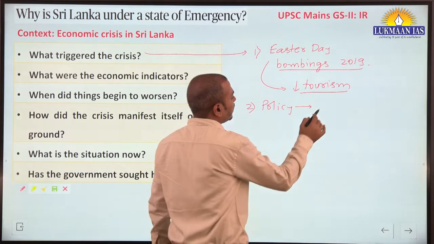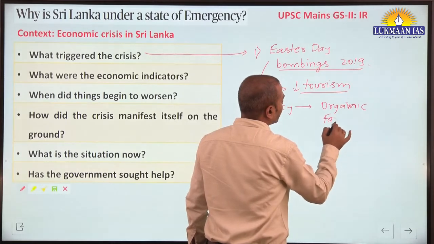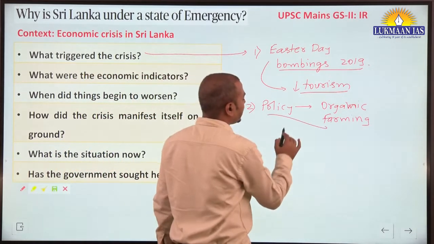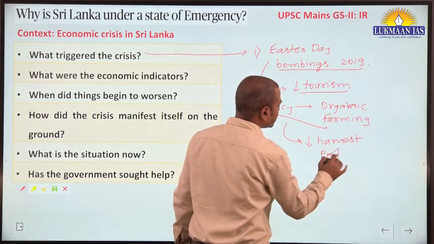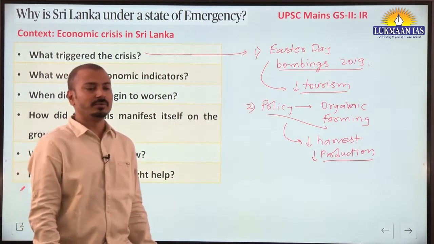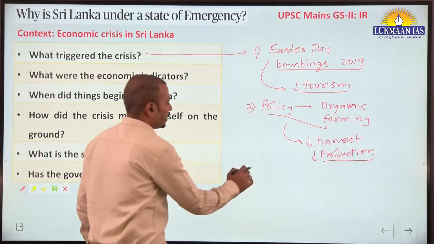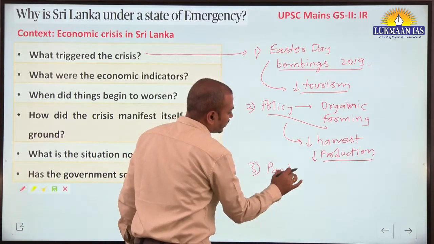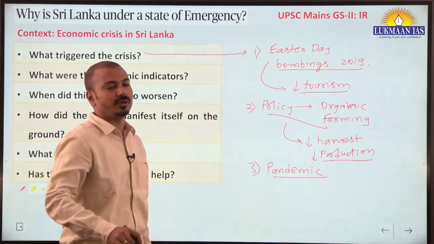What was this policy measure? The compulsory organic farming by all farmers in the country. This resulted in a decline in the harvest or yield, the overall production of food grains, because of this policy, and that's why the country is facing the problem. So these are the major reasons, and then you can talk about a third one. The country was just recovering from these two when the pandemic struck in 2020. So these three are the major reasons that the country is facing the economic crisis at present.